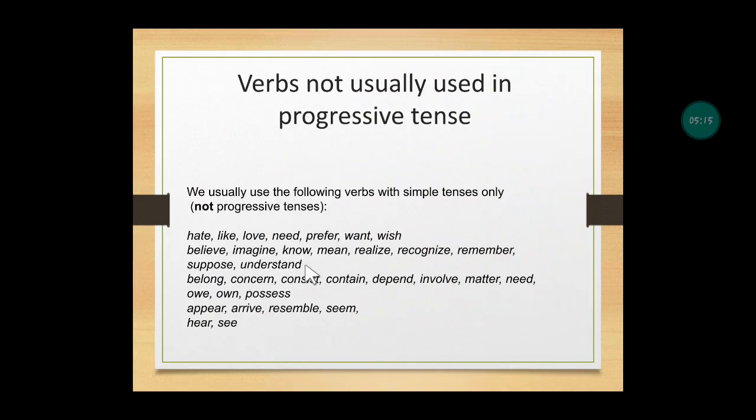Some words which are usually not used in a progressive tense. Here is a list: hate, like, love, need, prefer, want, wish, believe, imagine, know, mean, realize, recognize, remember, suppose, understand, belong, concern, consist, contain, depend, involve, matter, need, owe, own, possess, appear, arrive, resemble, seem, hear, see. So these verbs are never used in a progressive tense. These are always used in the simple tenses only.